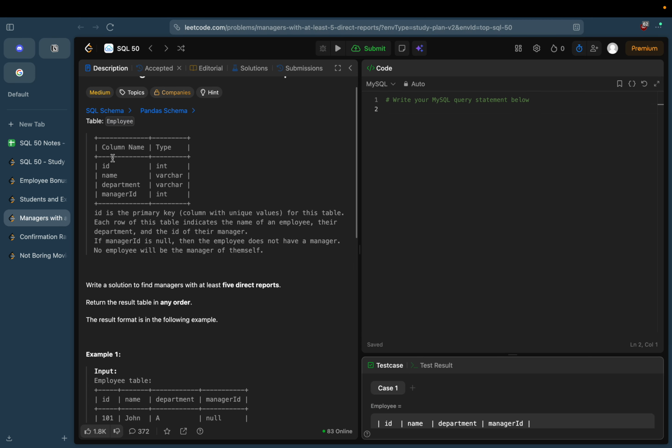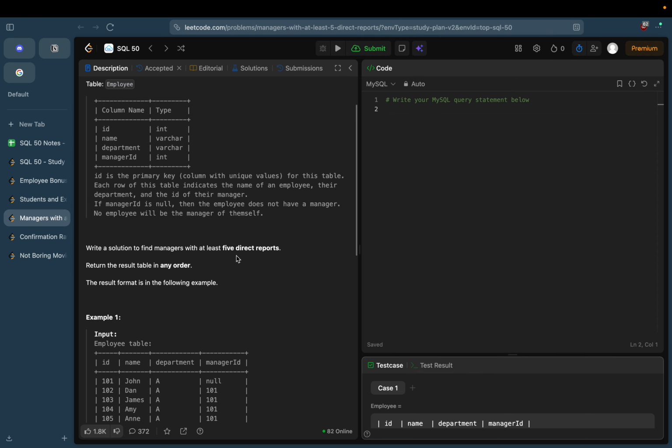Right, we have this table called employee with ID, name, department, and manager ID. ID is the primary key, a column with unique values for this table. Each row of this table indicates the name of the employee, their department, and the ID of their manager. Okay, the manager's ID is present over here, but that ID can also be present in the ID column, right? If a manager is null, then the employee does not have a manager.